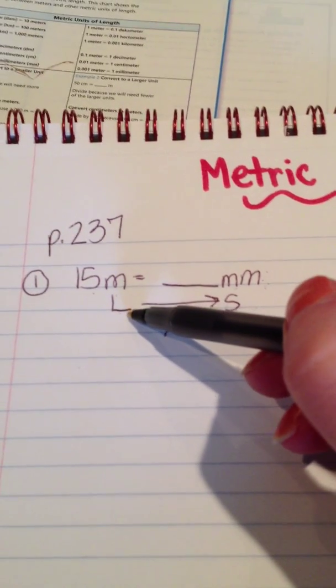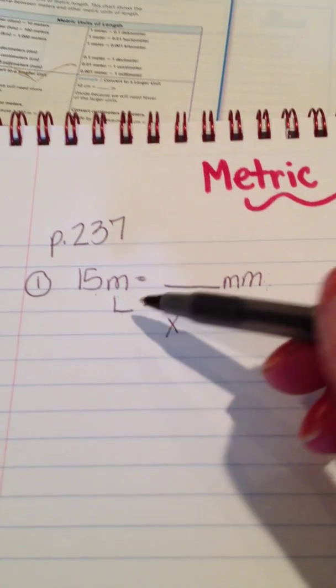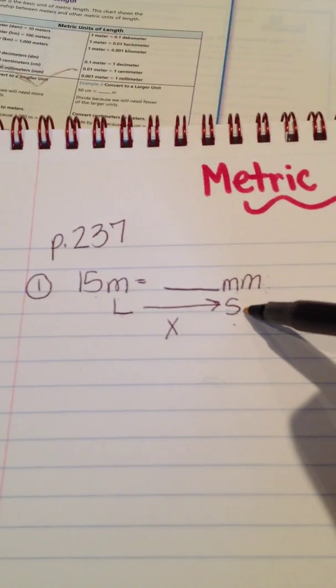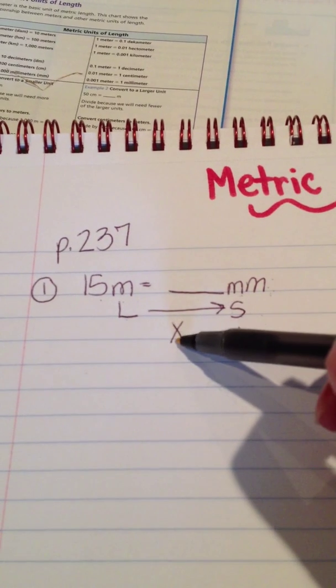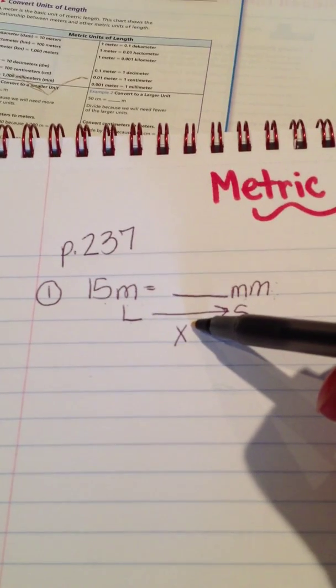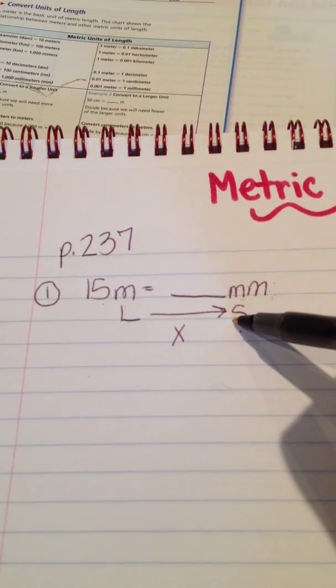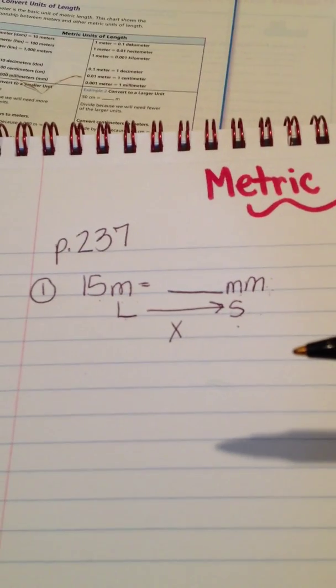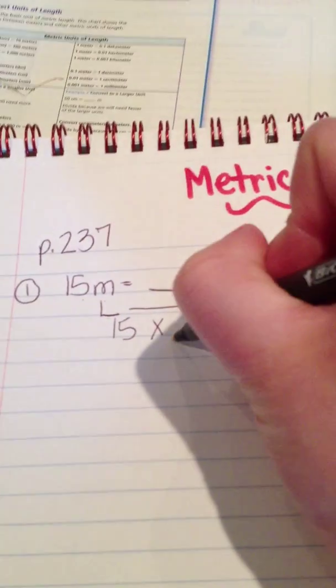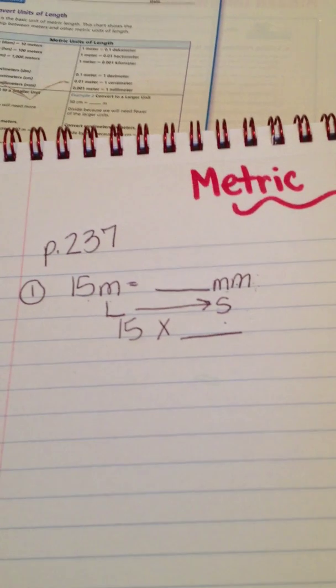And I've told the students that L could stand for Logan, multiply for makes, and S for sandwiches. So Logan makes sandwiches is an easy way to remember that you're always going to multiply when going from large to small units. My next step is to write down that I'm multiplying 15 by something to get to millimeters.